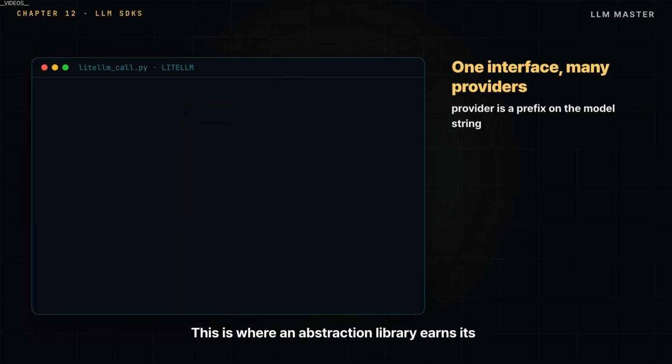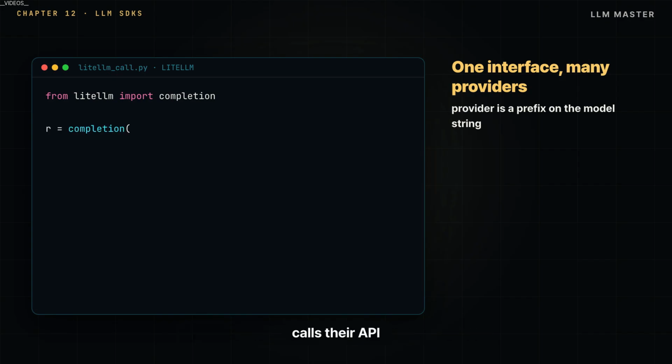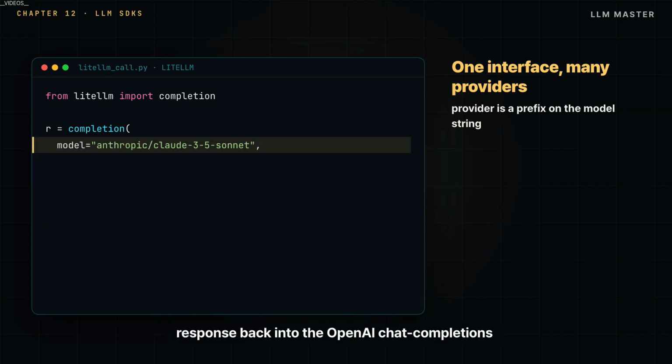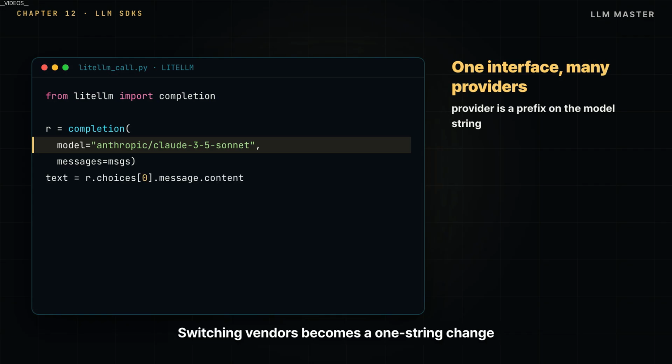This is where an abstraction library earns its keep. LiteLLM is the best known. You call one function, completion, and pass the provider as a prefix on the model string: anthropic/claude, gemini/gemini, and so on. Under the hood, it translates your request into that vendor's native shape, calls their API, and, this is the clever part, normalizes the response back into the OpenAI chat completion shape. So no matter which provider answered, you read choices, index 0, message, content. Switching vendors becomes a one-string change. That uniformity is genuinely powerful for multi-provider apps, fallback logic, and evaluation harnesses that run the same prompt across models.